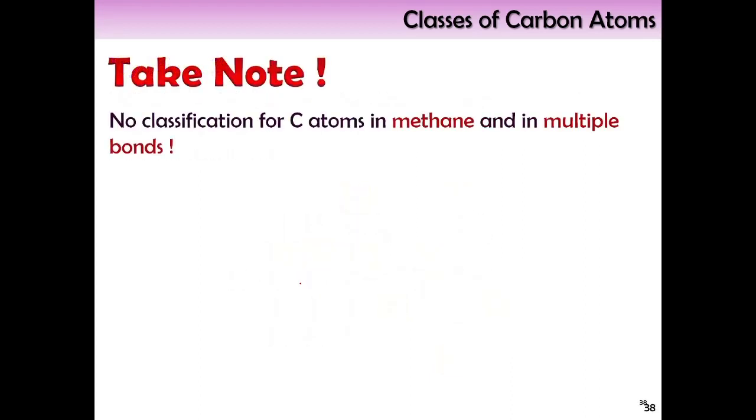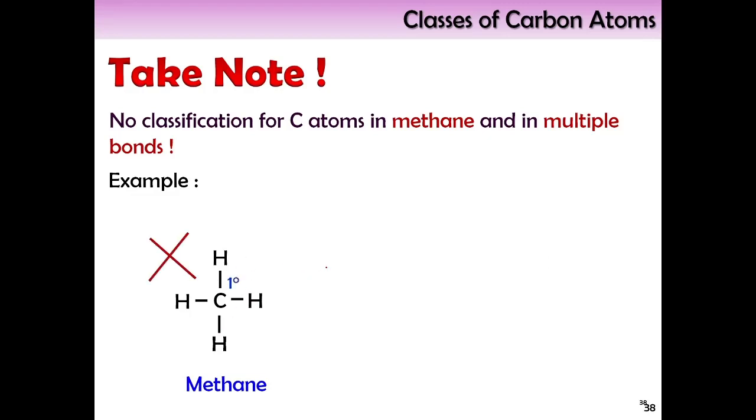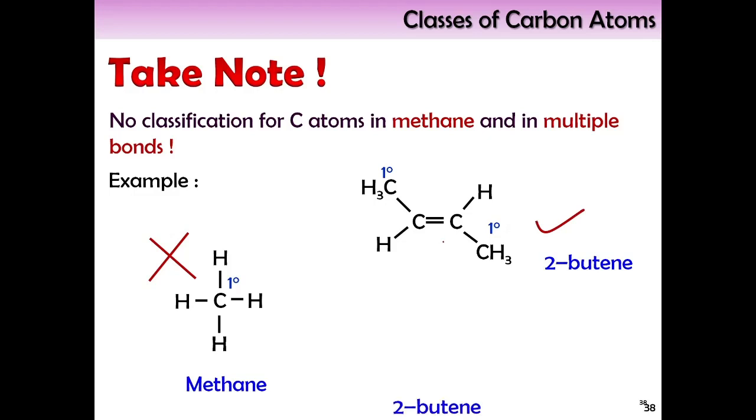Okay, take note. No classification in methane and multiple bond. Okay, why? Because methane, there is no carbon attached to, so we didn't classify for this one. No, because it is not attached to one carbon. Okay, 2-butene. That one we can classify primary. At the end here, we can classify primary. But what about the one with the double bond?